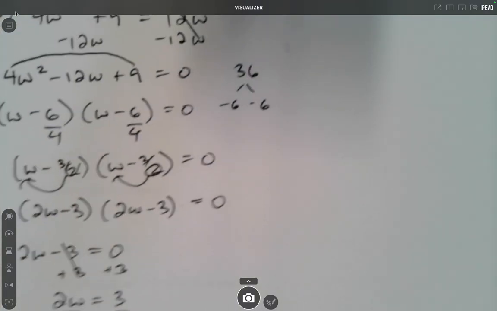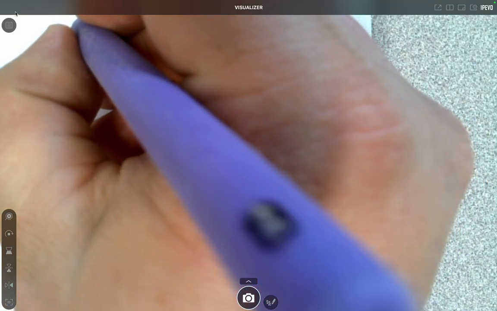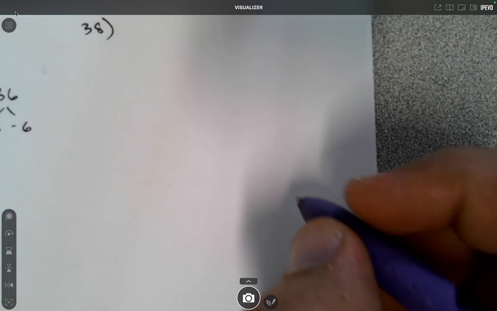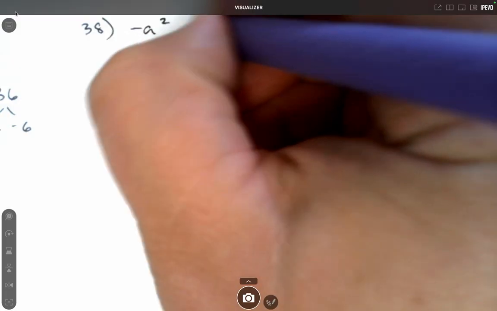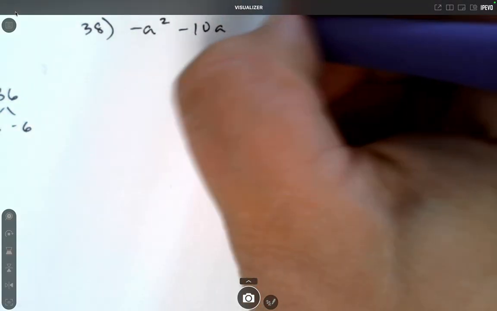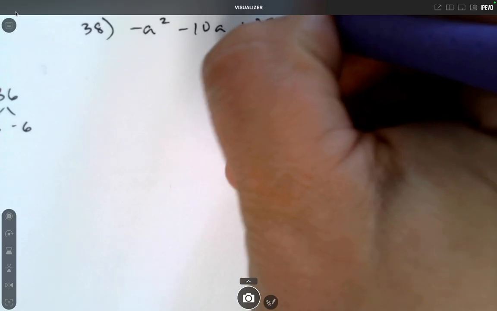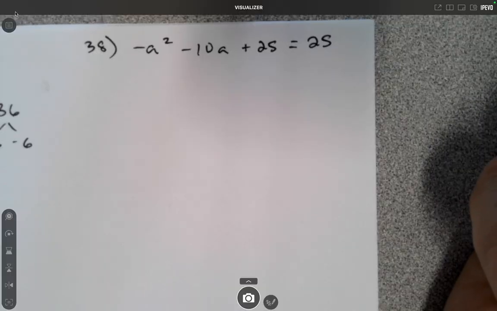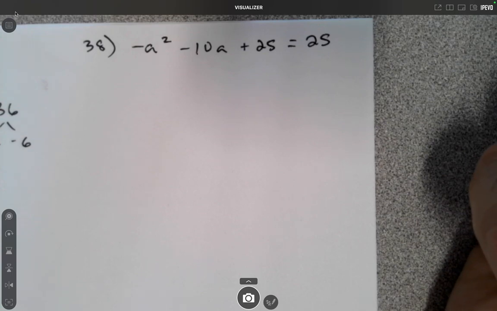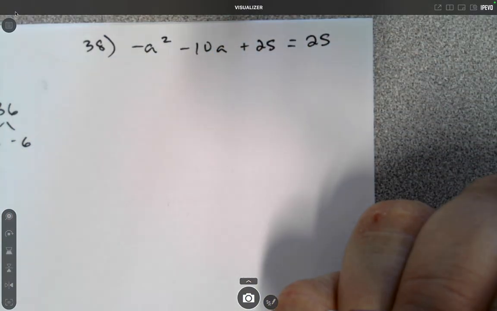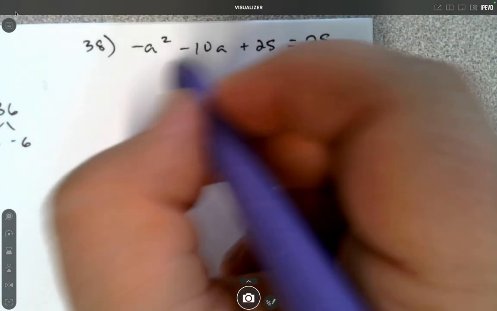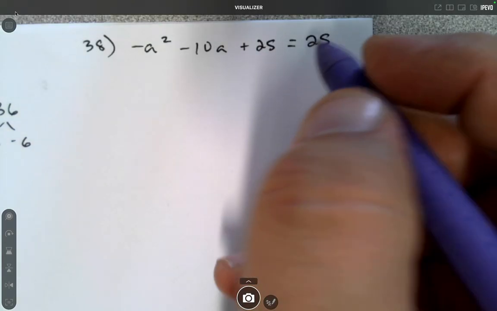Okay, now we're going to transition to a different method of solving quadratic equations, and that is completing the square. So on 38, we have negative a squared minus 10a plus 25 equals 25. So with completing the square, you don't need it set equal to 0 to start with, but you do need two things. You need the squared term to be positive, and you want all constants on the different side than the terms with variables. So you could do it in either order.